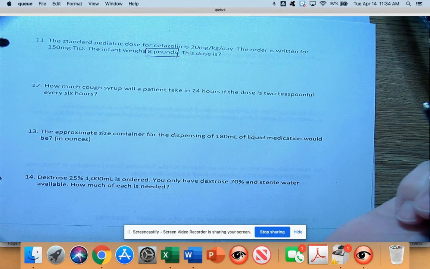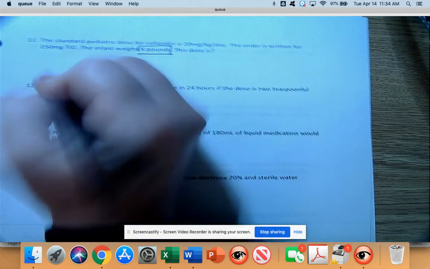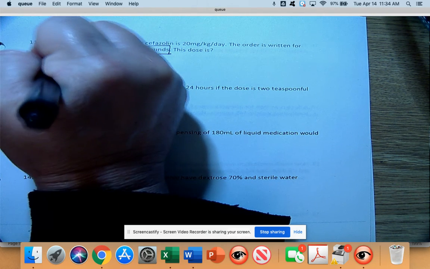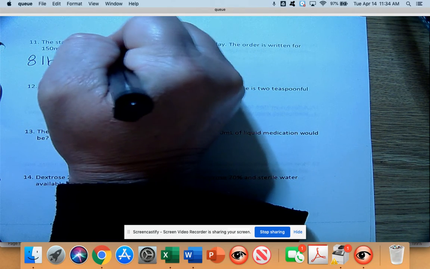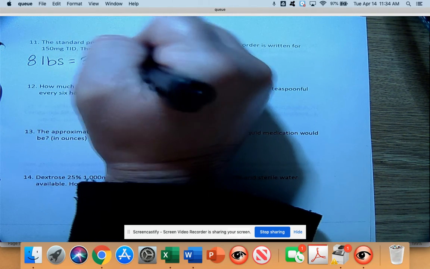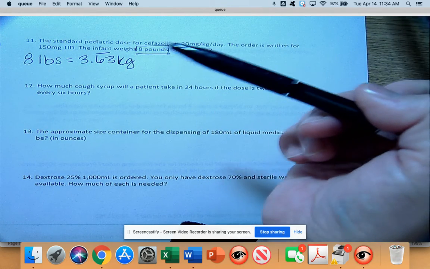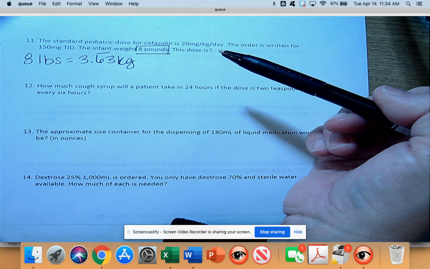Remember, there are 2.2 pounds for every kilogram. So I'm going to take 8 pounds and divide that by 2.2. When I do that, I get 3.63. I think it's repeated again, another weird number. So we know the infant's weight in kilograms now, so we can figure out the dose here.